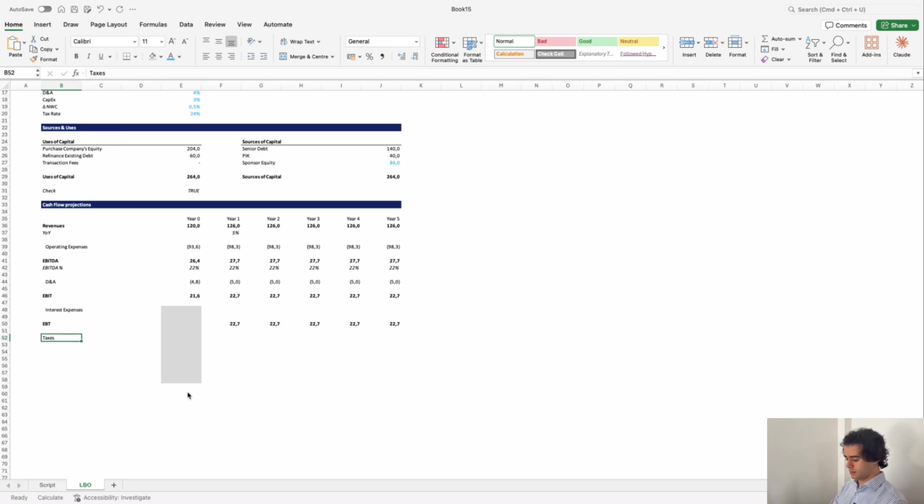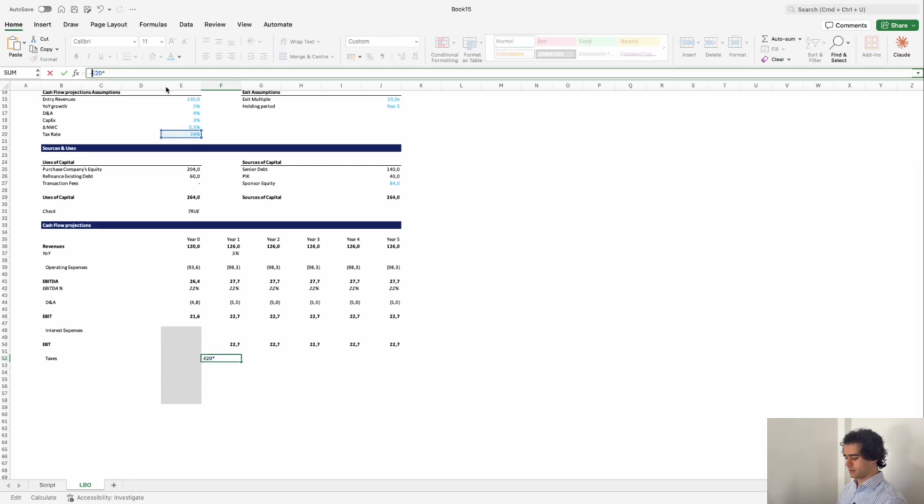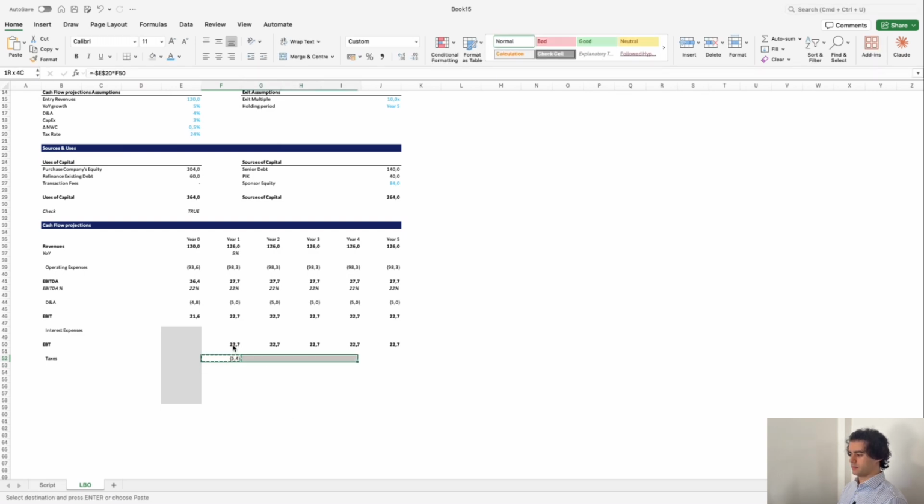We can proceed with the taxes. We know that taxes are 44% of the pre-tax income, and so our net income is equal to the difference between the two of them. Perfect. So let's go to our free cash flow.